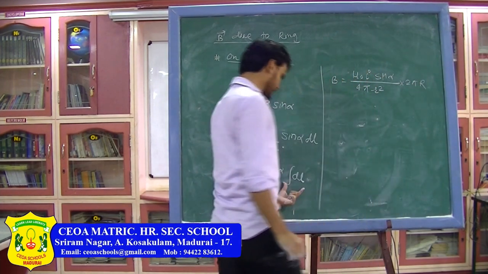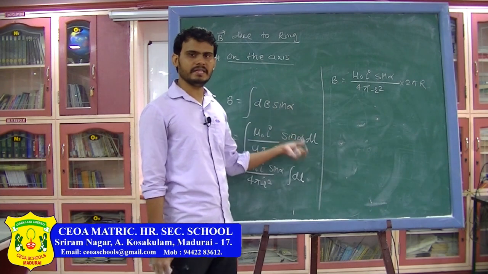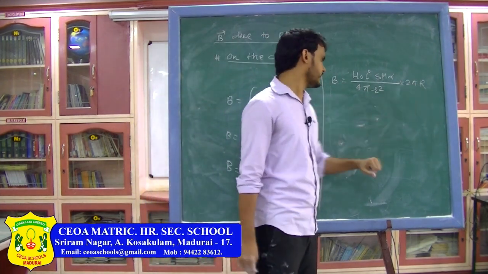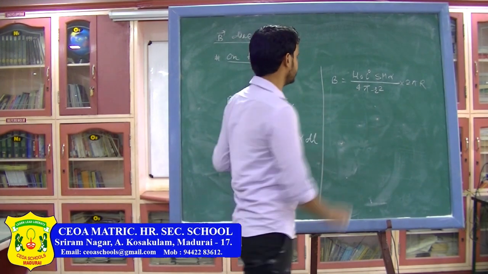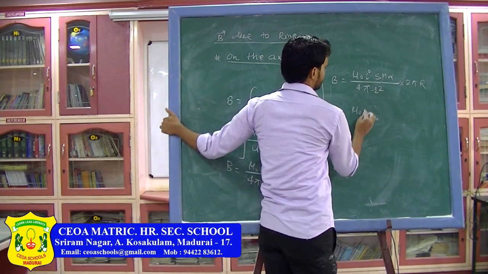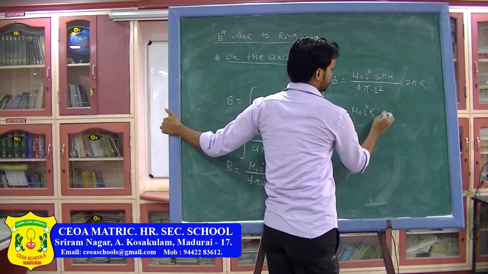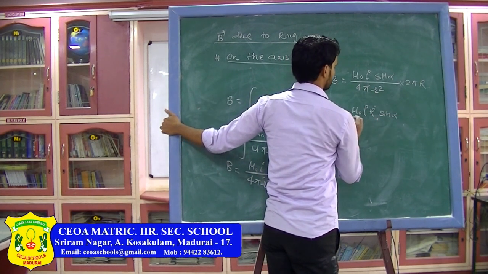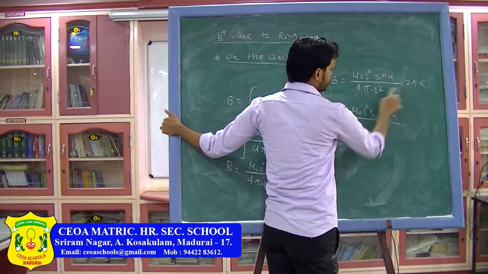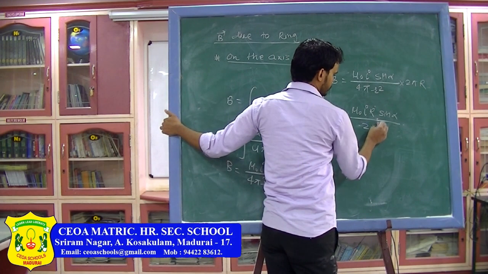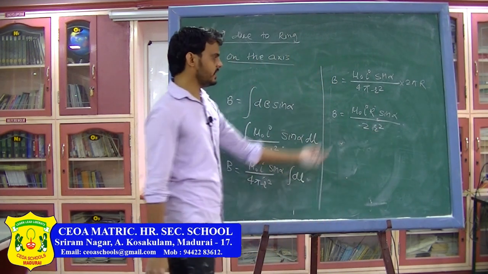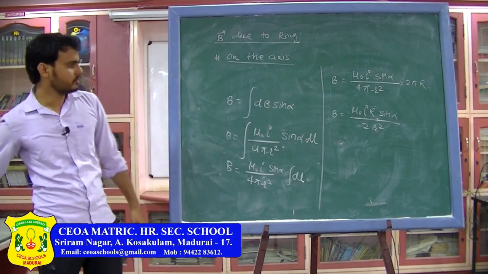So, the total integration of dl will be, you have to add all the elements of the ring, which will be the total length of the ring. So, this will be 2 pi r. From here you can simplify this. B is equal to mu naught I r sin alpha, this 2 pi will cancel out. So, this will be 2 r square. Now, again here also there are a lot of things, so we are going to again simplify this.